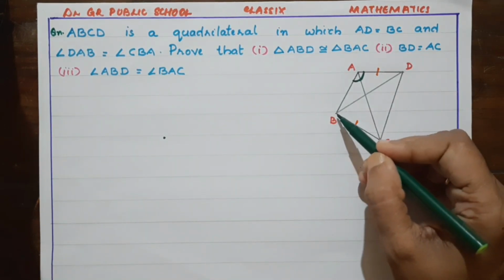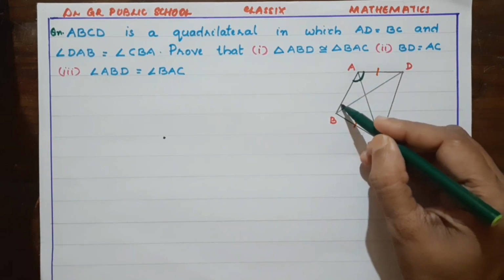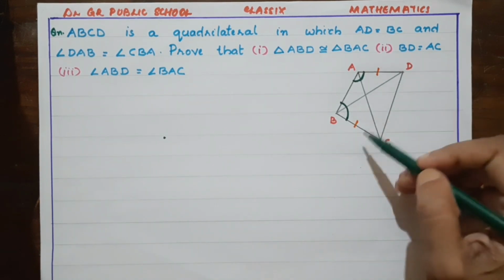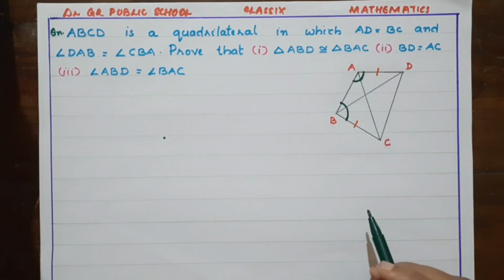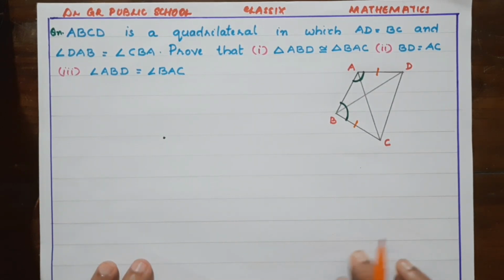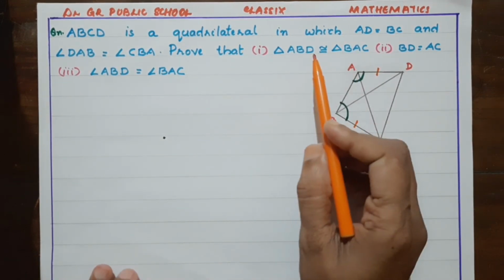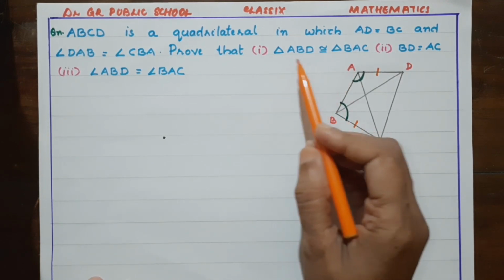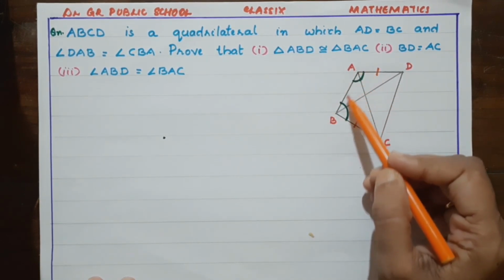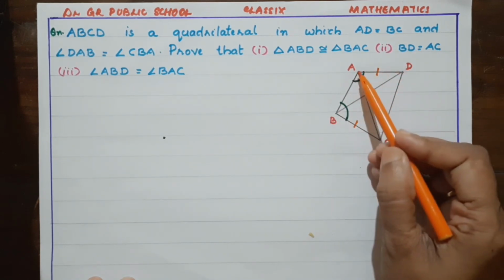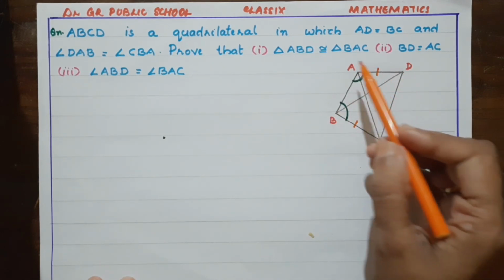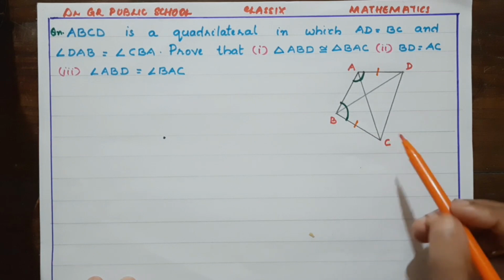Angle CBA. This angle. Isn't it? So, these two angles are equal. Two sides are equal. Two angles are equal. What is our first question? When you get this type of question, you have to identify the triangles which are to be proved congruent. Okay, so ABD, this triangle. The first triangle is ABD, this one. And the second triangle BAC.